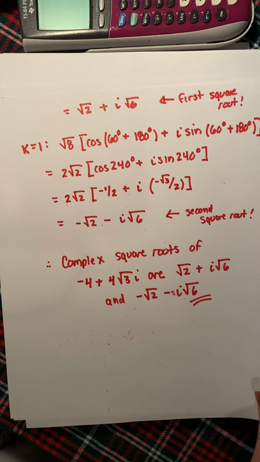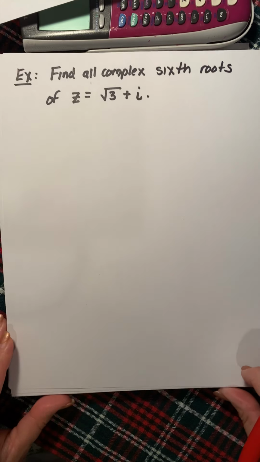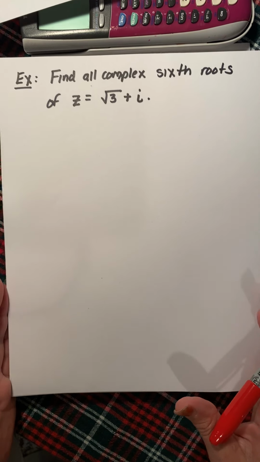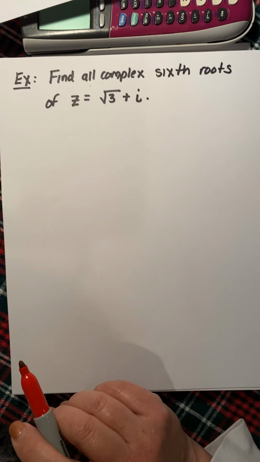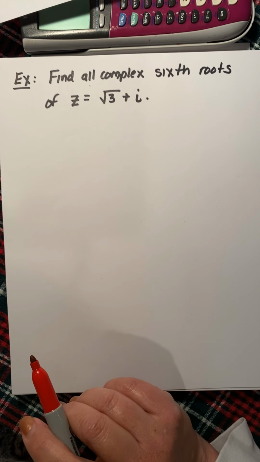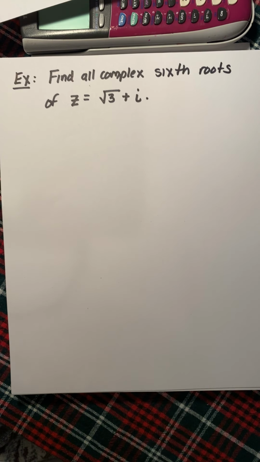We already did this guy, didn't we? Square root of 3 plus i. I swear I wrote that down. We just did this one, didn't we? We just put this guy in standard form, square root of 3 plus i. Right here, this is it.